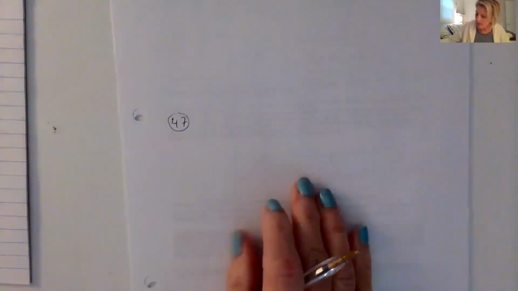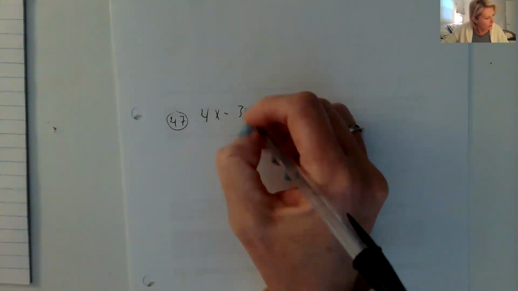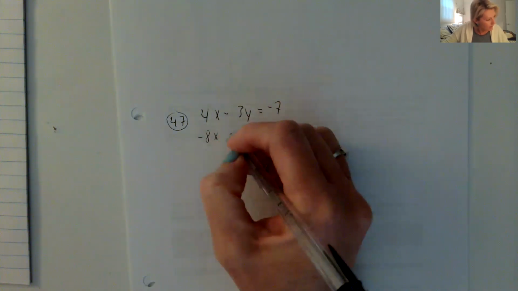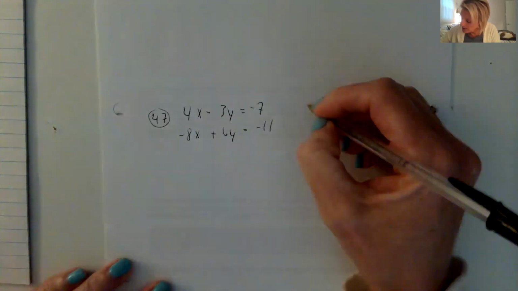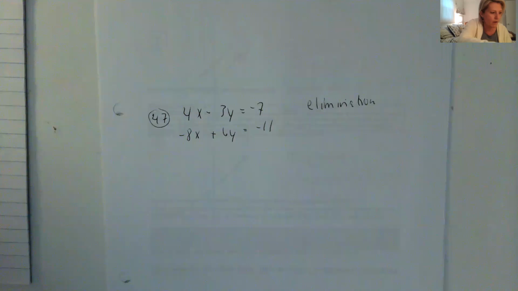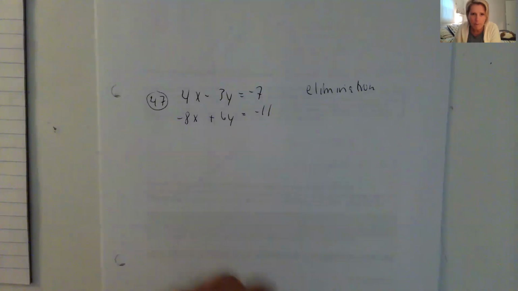And the last problem that I'd like to do is number 47. So 47 is asking us to choose. We get to choose how we want to solve for this system. And we have negative 8x plus 6y equals negative 11. And I'm going to choose elimination because they're already lined up on top of each other. And so I just think that's probably going to be the best solution for me.